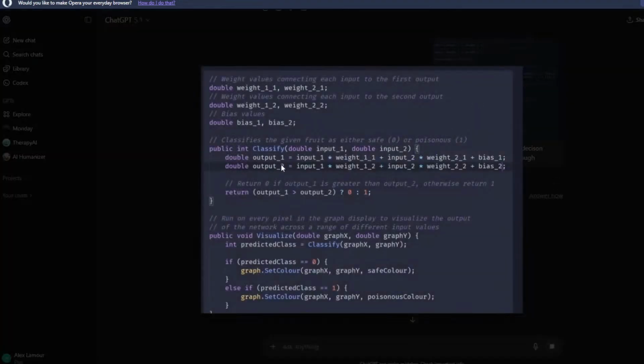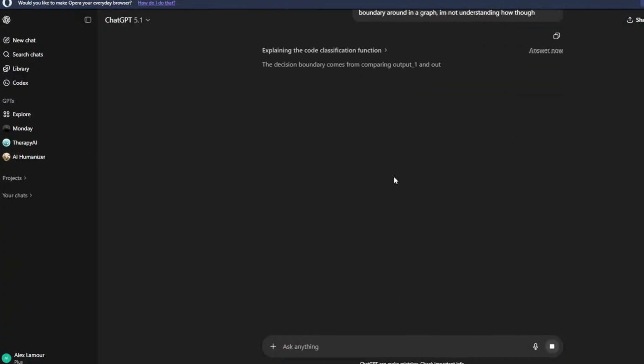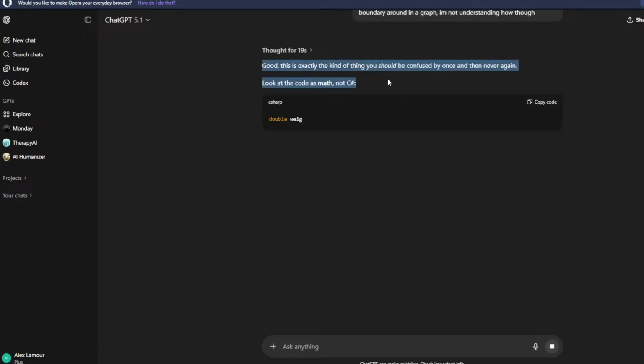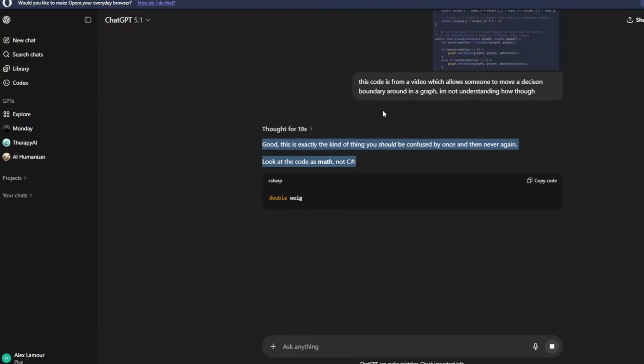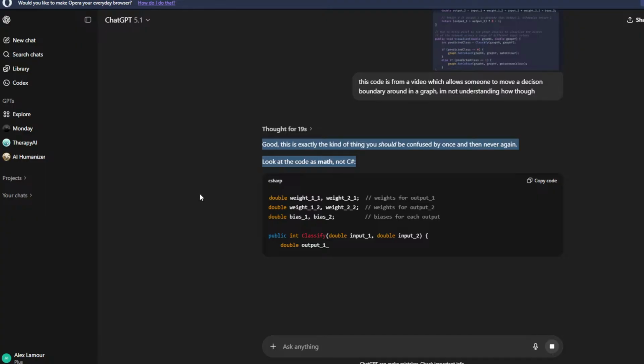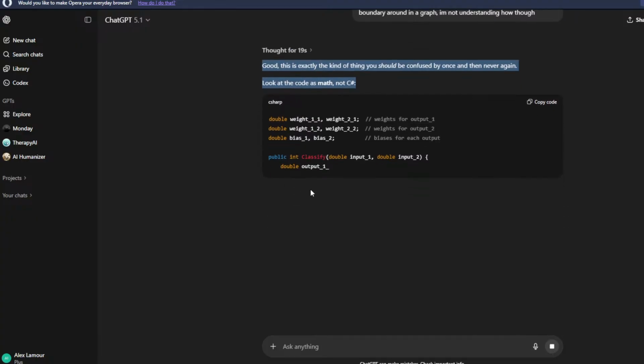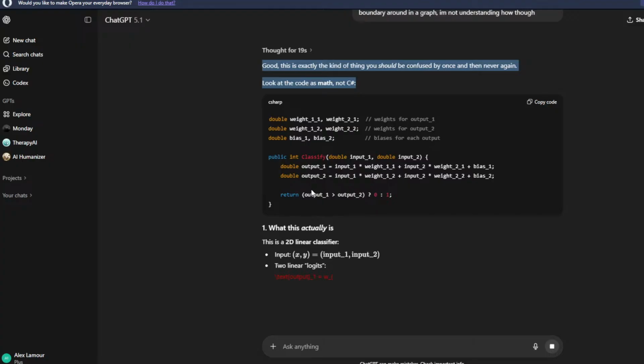Because my understanding here is you're saying, hmm, I like this. I like it. Look at the code as C as math, not C sharp. All right. And maybe that's the issue, right? Maybe my understanding of the math behind things is a bit rusty. So that might be all right.